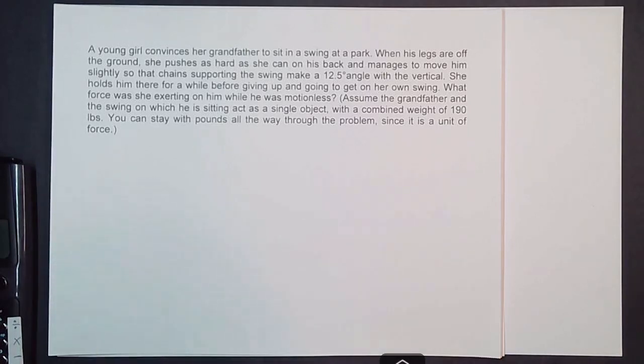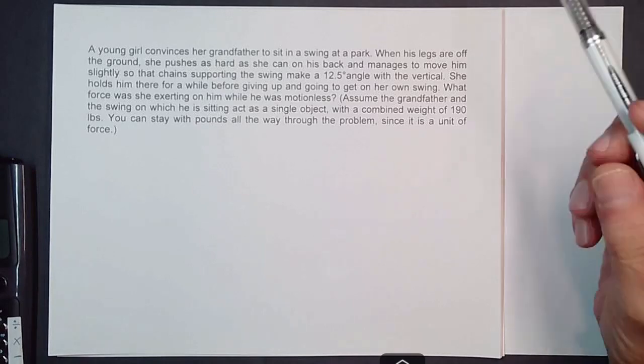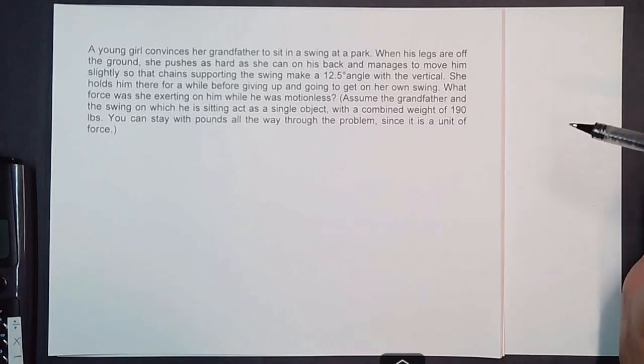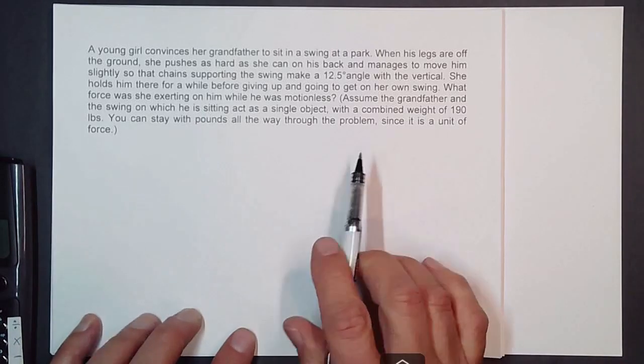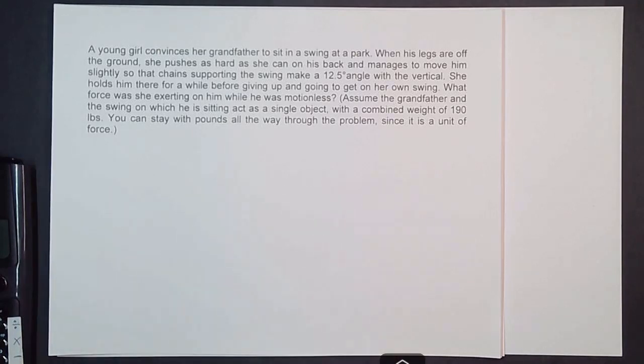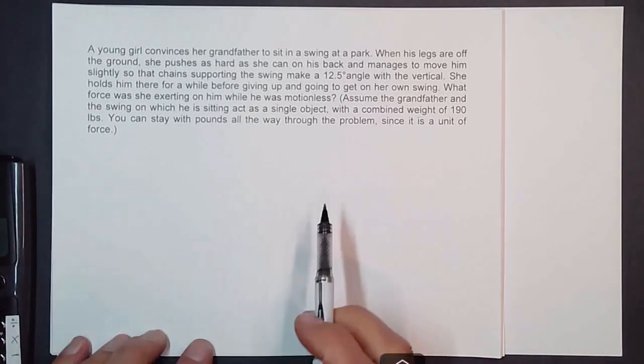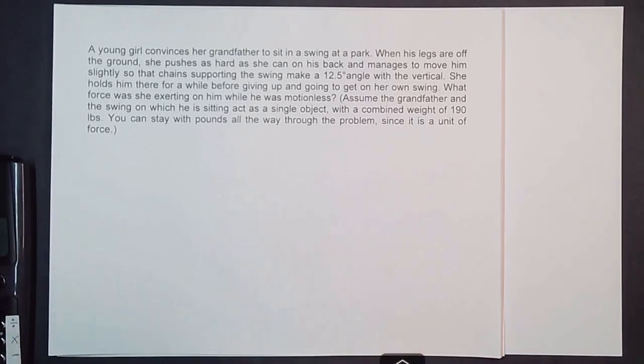A young girl convinces her grandfather to sit in a swing at a park. When his legs are off the ground, she pushes as hard as she can on his back and manages to move him slightly so that the chains supporting the swing make a 12.5 degree angle with the vertical. She holds him there for a while before giving up and going to get on her own swing. What force was she exerting on him while he was motionless? Assume the grandfather and the swing on which he is sitting act as a single object with a combined weight of 190 pounds, and you can stay with pounds all the way through since it is a unit of force.